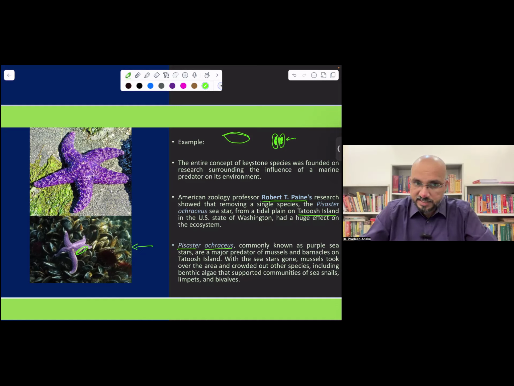Okay. So these sea stars are the predators of other smaller animals like your mussels. So if you remove this particular predator from the ecosystem, the entire ecosystem collapses. The biodiversity decreased in that area because the mussels took over the entire area. They multiplied because there is no predator to eat them, right? So this is known as the purple sea star. Okay, it is a major predator of mussels.